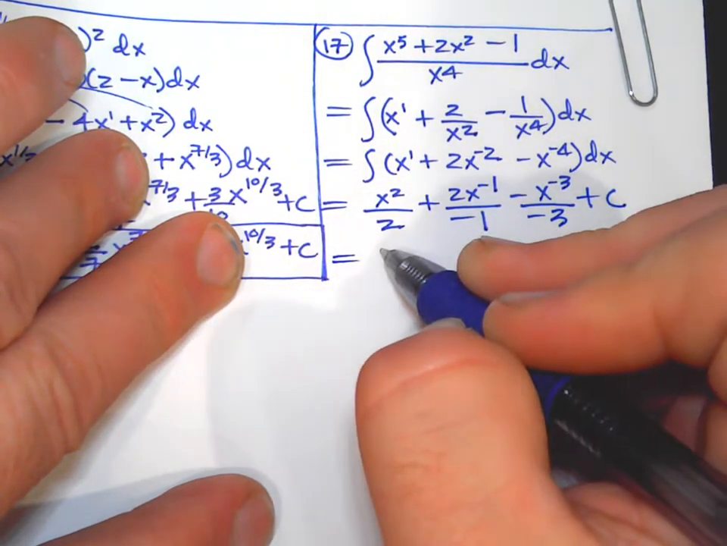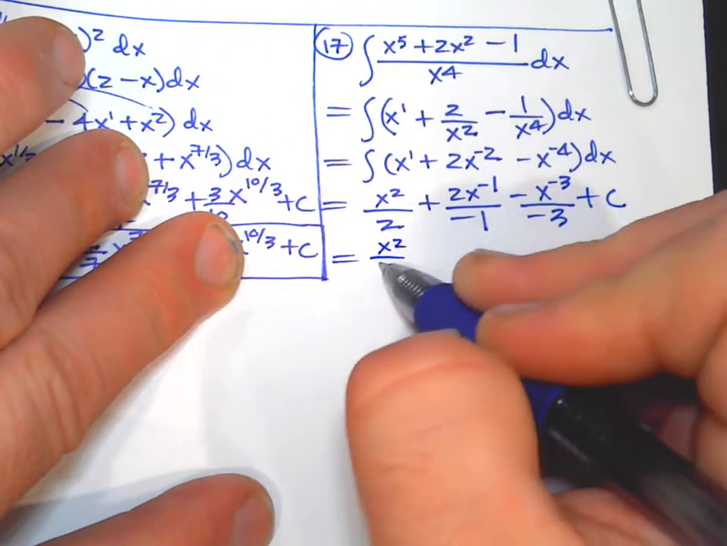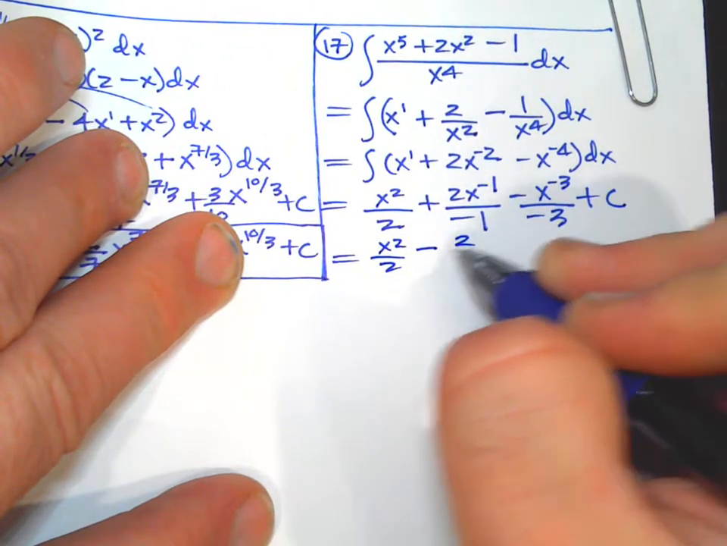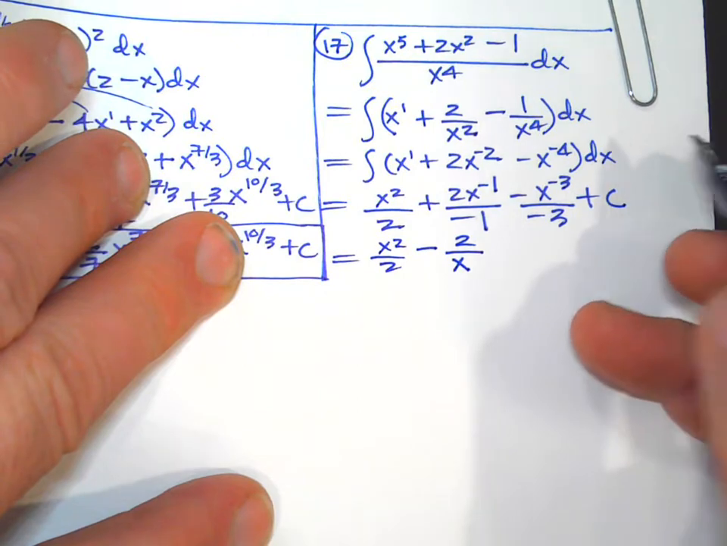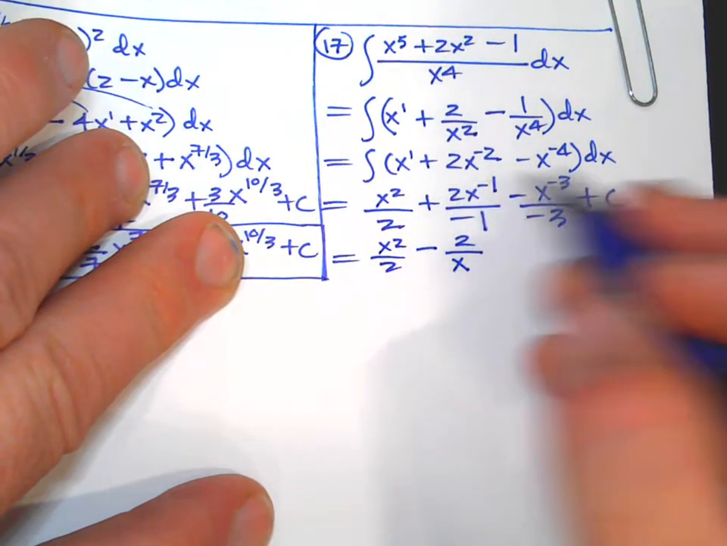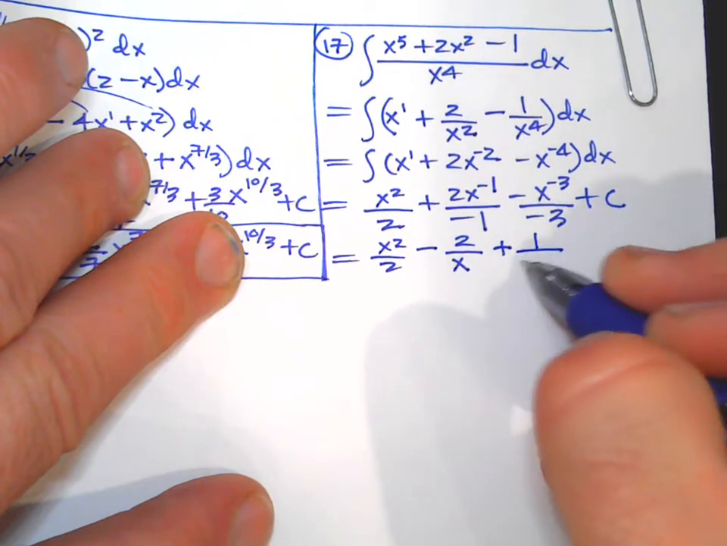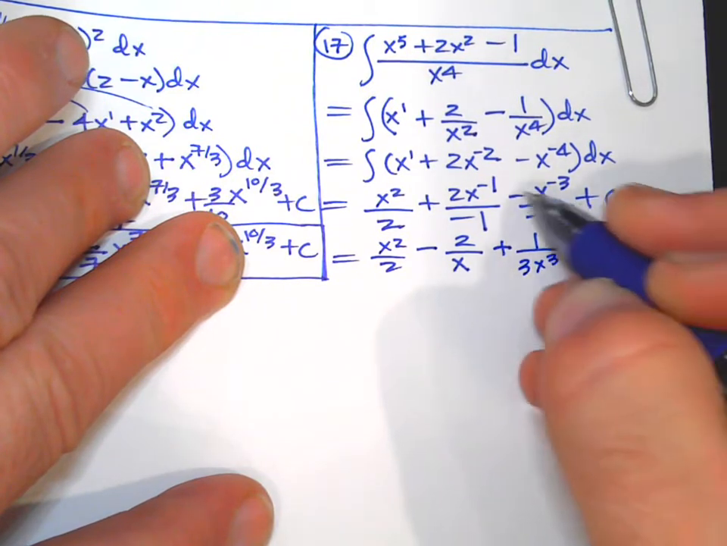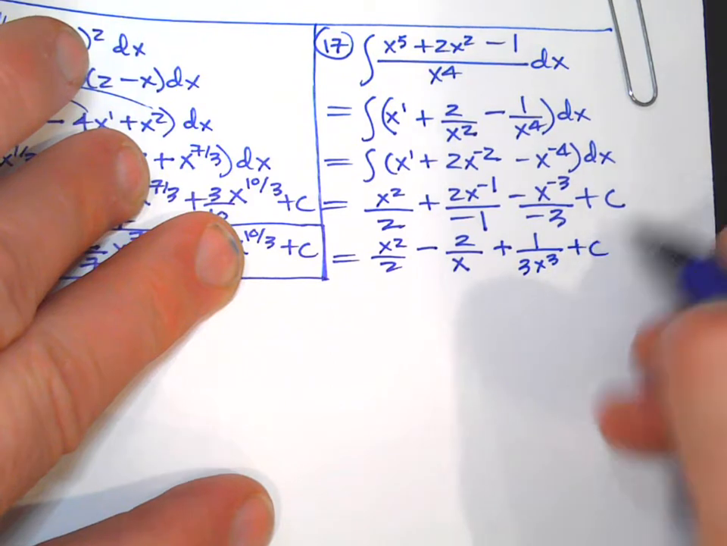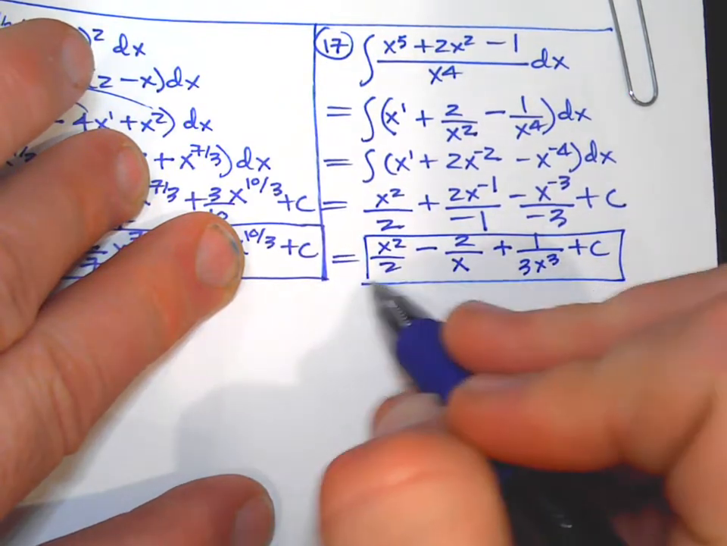Final answer, it's going to be x squared over 2 minus 2 over x. In the denominator, the 2 doesn't have the negative exponent. Plus 1 over 3x cubed, negative negatives becomes positive, plus c. So that's your final answer there.